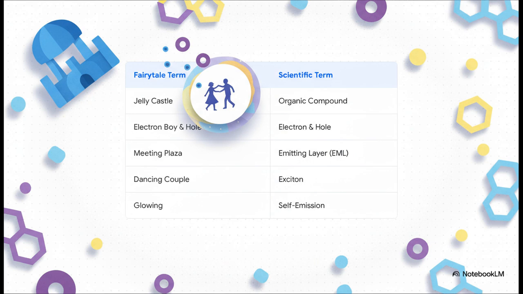So here it is, our official fairy tale to science decoder ring. The Jelly Castle is the organic compound. The Electron Boy and Hole Girl are, you guessed it, the electron and the hole. The meeting plaza is the emitting layer, or EML. Our dancing couple is the exciton. And that beautiful glowing, that's self-emission. See? It all lines up perfectly.